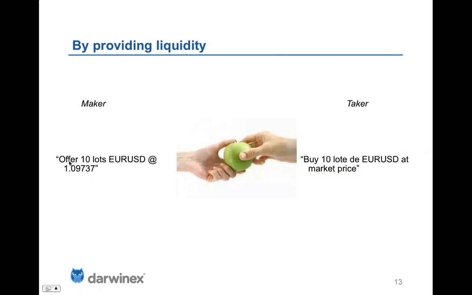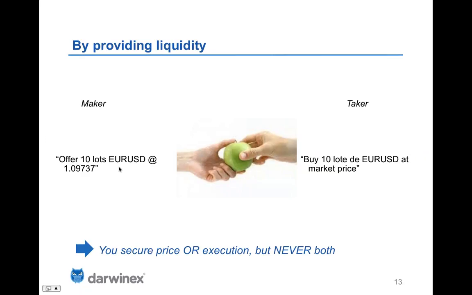So I would offer to trade 10 lots in the euro dollar at a certain price as a maker. As a taker, all you can do is basically ask to secure the filling of the trade. So I'll take, sorry, there's a bit of Spanish left over here. I want to trade 10 lots in the euro dollar at the best market price prevailing. But importantly, you secure either the price or the execution, but you can't secure both.